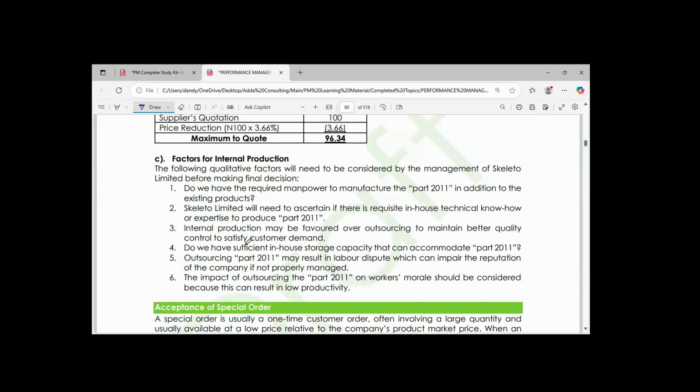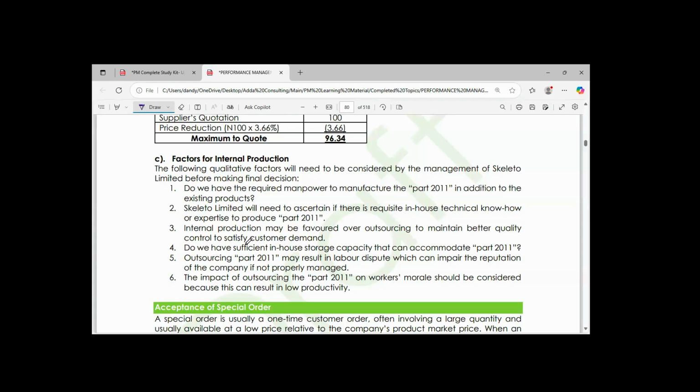Now, number three, internal production may be favored over outsourcing to maintain better quality control to satisfy customer demand. That's another factor you need to take into consideration. And number four, the company needs to ask, do we have sufficient in-house storage capacity that can accommodate Part 2011? All right. The examiner also mentions storage space in the question as well. So you relate it with the question.